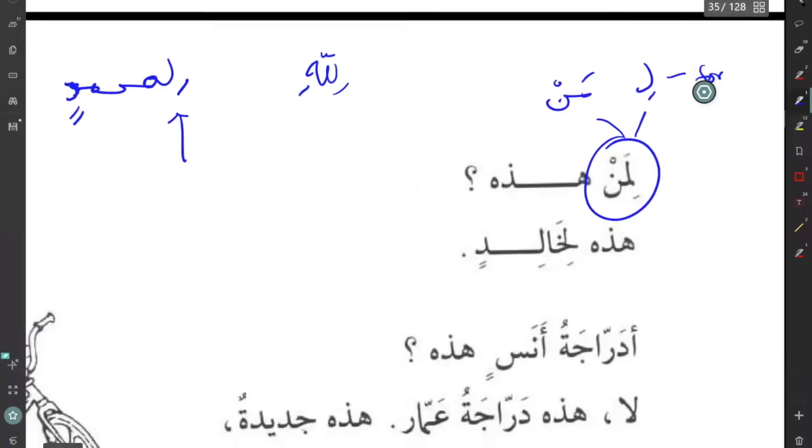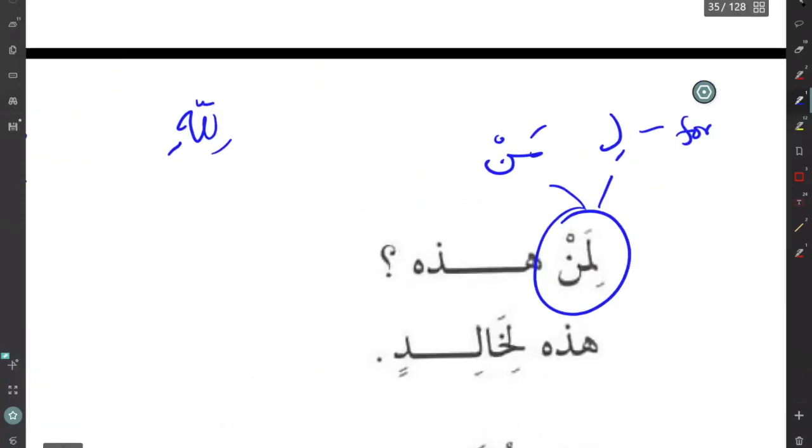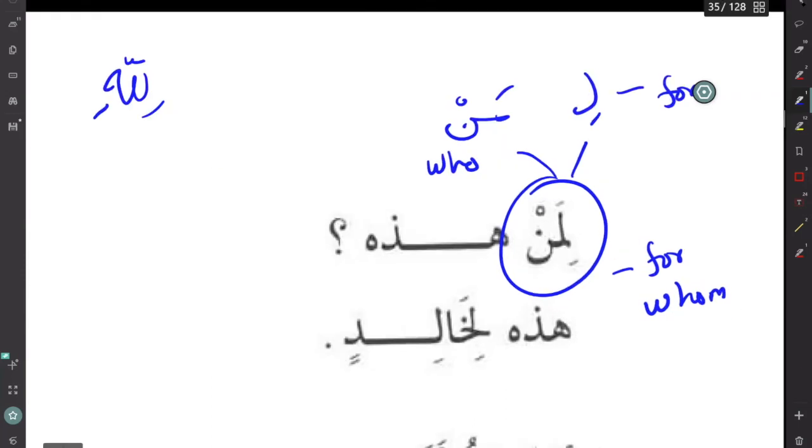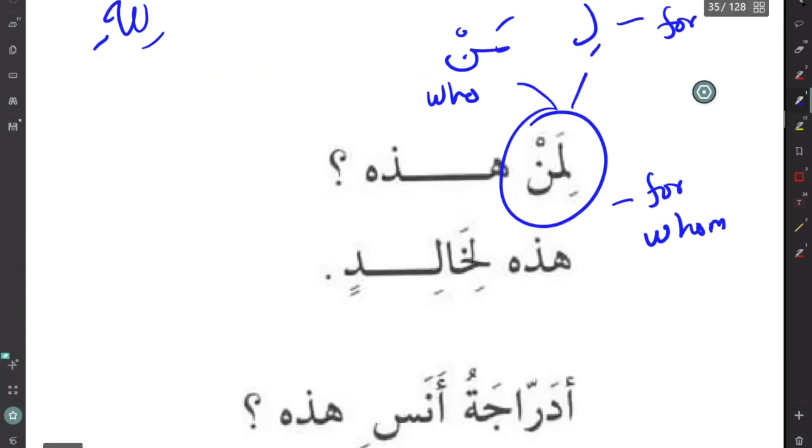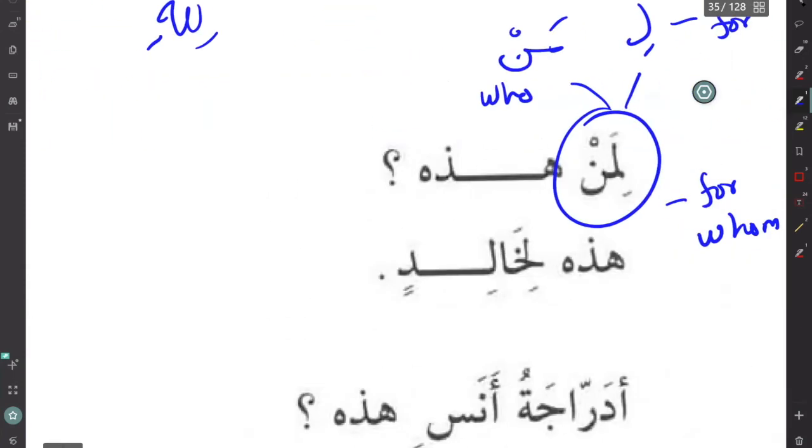And just understand there are two words. Li man is for who? For who? We have both of them. Man is who. Just combine, you have for who, or whom, right? It might be whom, for whom. Liman hadhihi, for whom is this? Okay, hadhihi, I thought it's not there, it's right here, subhanallah.